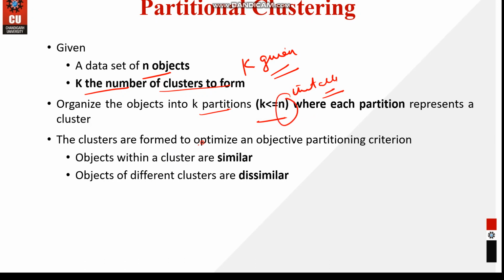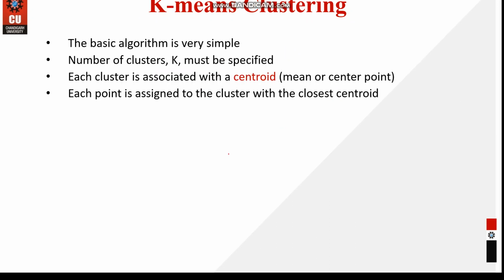The clusters are formed to optimize an objective of partitional clustering, in which the objects that are of similar type will be in one cluster, and the objects that are of dissimilar type will be in different clusters. In k-means clustering, the algorithm is very simple and the numerical is also a simple one.